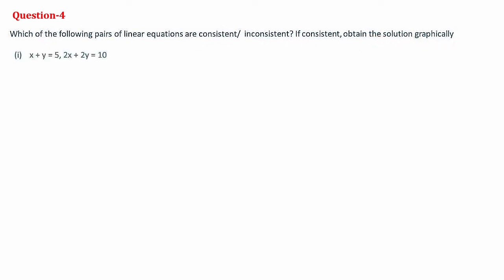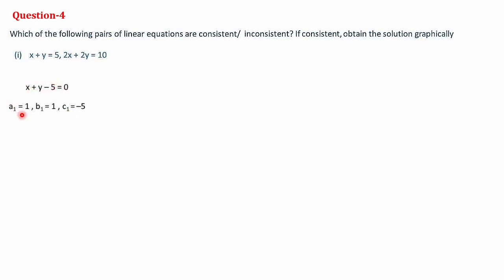First of all, the first question: x plus y is equal to 5, 2x plus 2y is equal to 10. So first let's write it in standard form. Plus 5 on the right side comes to the left side as minus 5. So x plus y minus 5 is equal to 0. From here we have to write a1, b1, c1. a1 is 1, b1 is 1, c1 is minus 5.